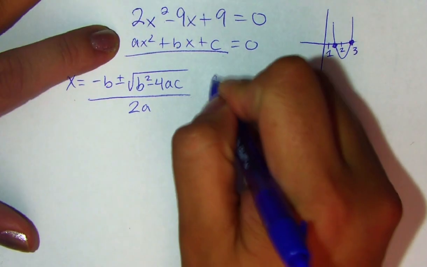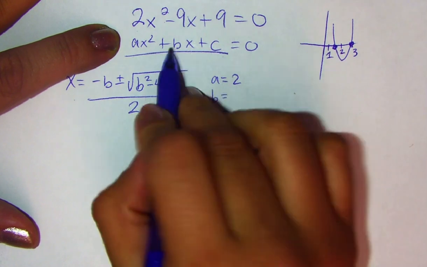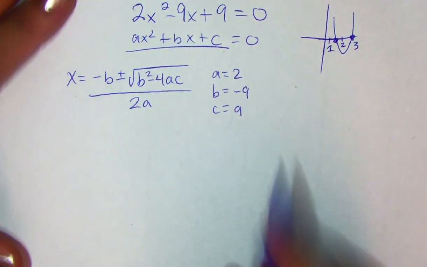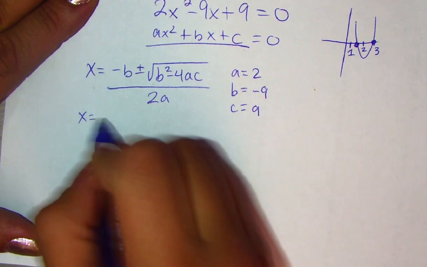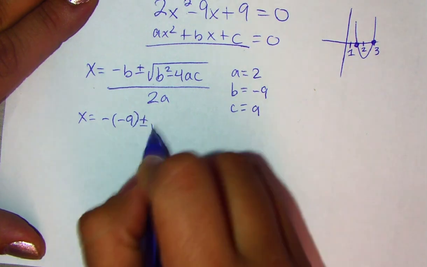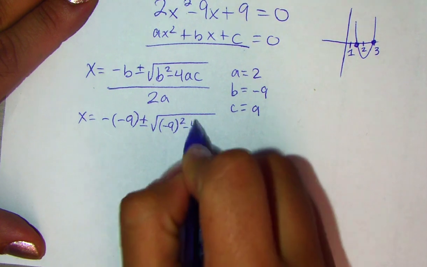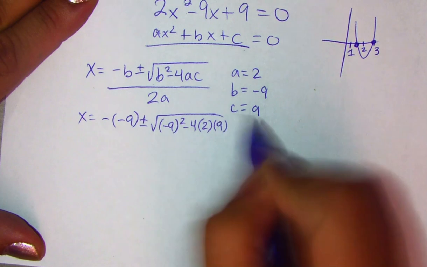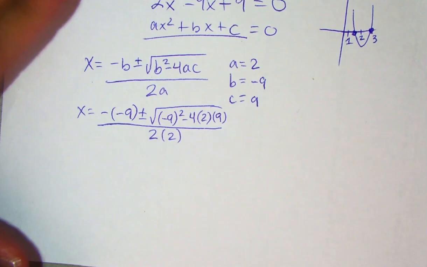And we're going to specify what our a, b, and c values are. So a is going to be 2, b is going to be negative 9, c is going to be positive 9. Once we get these numbers, we're going to substitute them where they go. So we're going to have negative b, which is negative 9, plus or minus the square root of b squared, so that's negative 9 squared, minus 4 times a, which is 2, times c, which is 9, over 2a, which is 2 times 2.